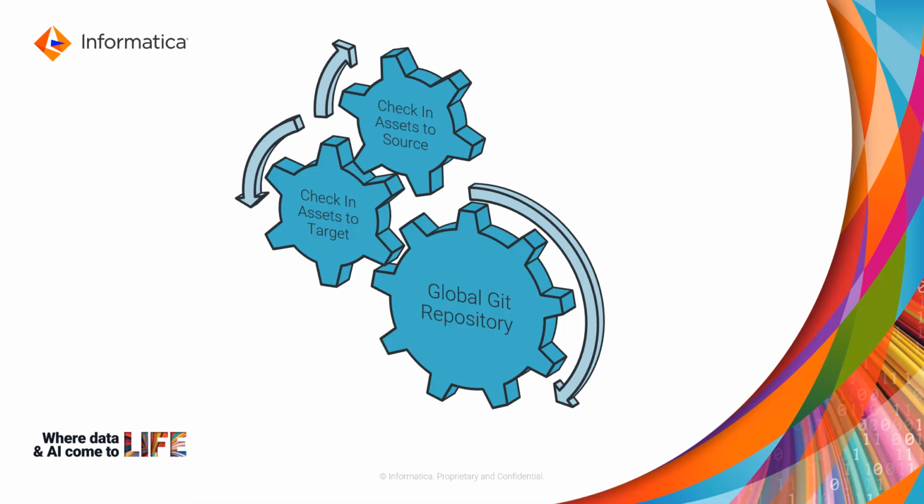The assurance service provides a functionality for users to perform a check-in action. This action facilitates the submission of assets, along with any dependent assets, into the designated global Git repository maintained by the relevant source or target organization.